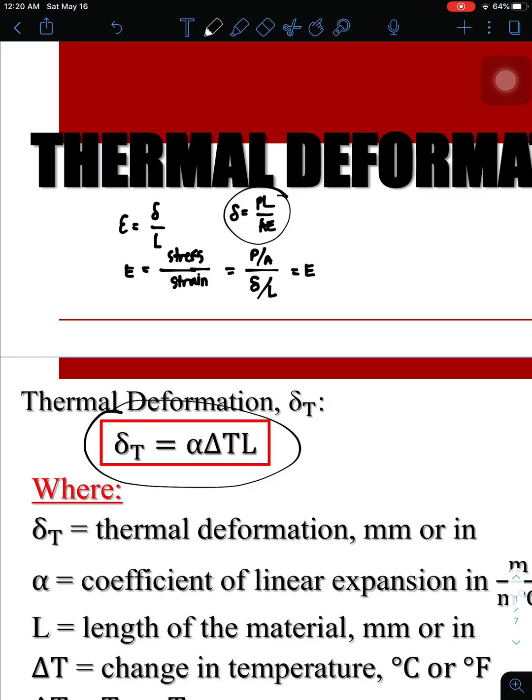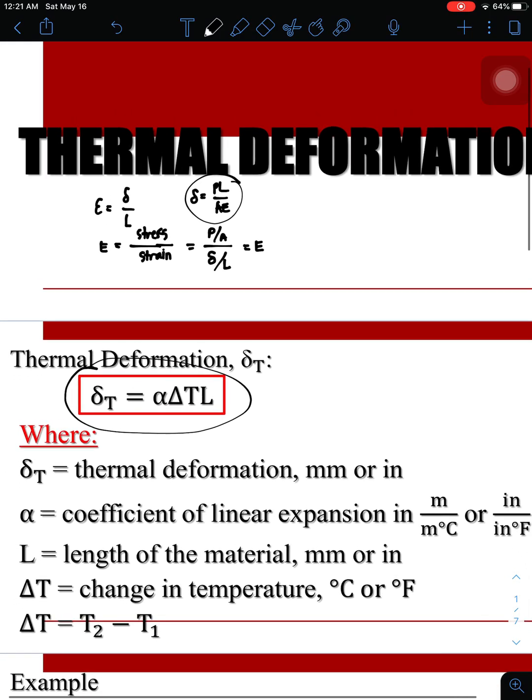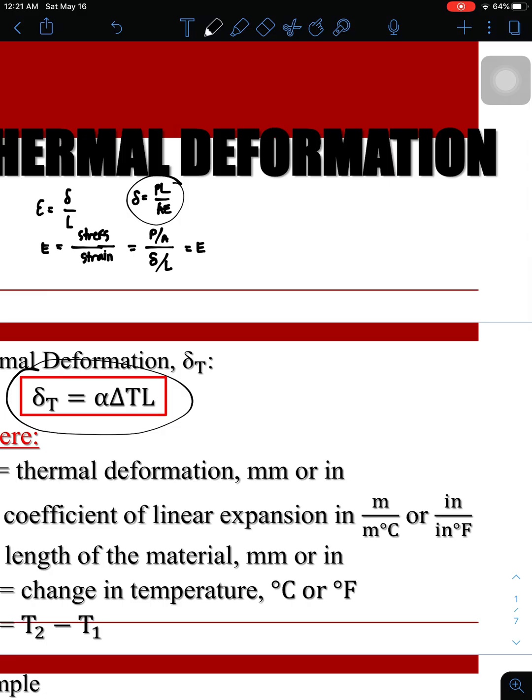That's thermal deformation. So thermal deformation, or delta T, is equal to alpha delta T L, and that's in mm or in inch. We would distinguish that deformation in mm or in inch instead of in meters or in feet. And then alpha is the coefficient of linear expansion, and that's in meter per meter degrees Celsius, or just 1 over degree Celsius, or inch per inch degrees Fahrenheit, or that's 1 over degree Fahrenheit.